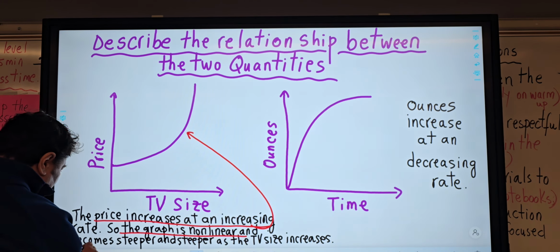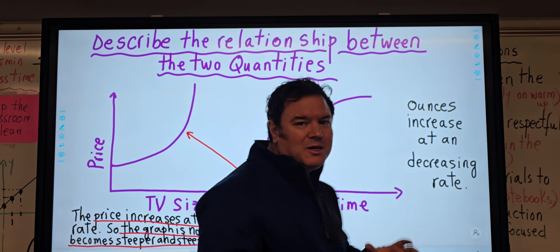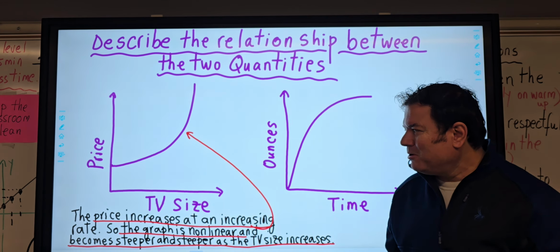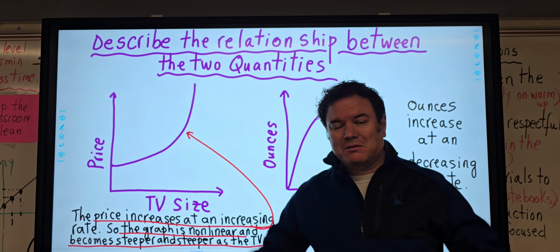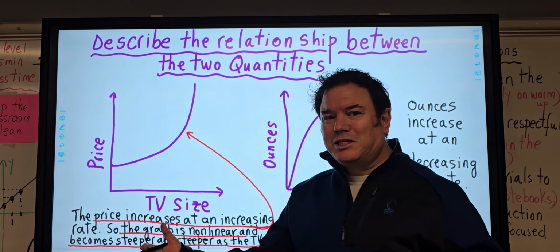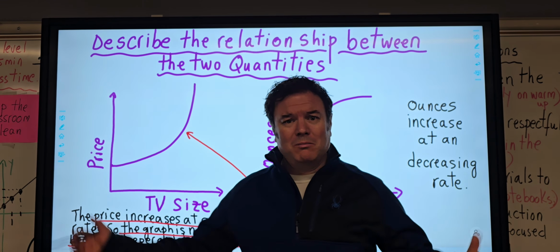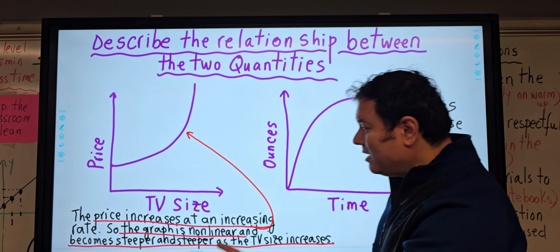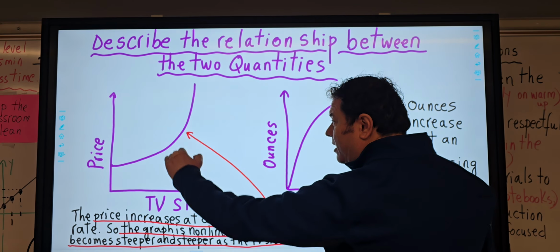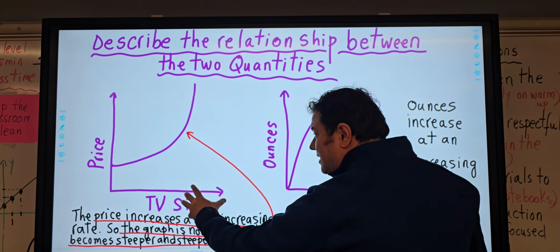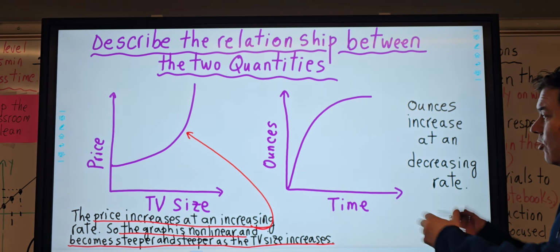Then it becomes steeper as the TV size increases, right? The price is going to be more expensive as the TV size increases. Now we have TVs that are 65 inches and even 80 inches, so big TVs. But again, the price becomes steeper and steeper as the TV size increases. The bigger, the higher the price. It only makes sense.